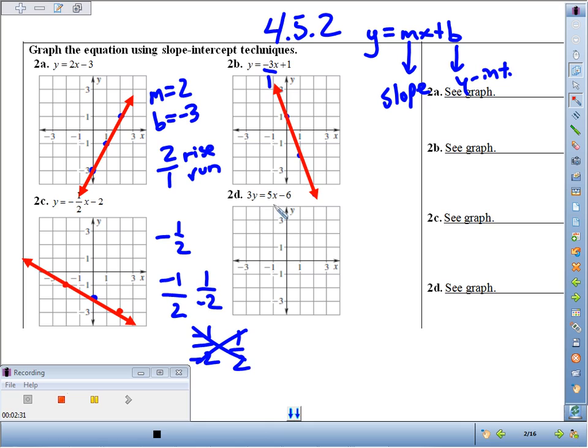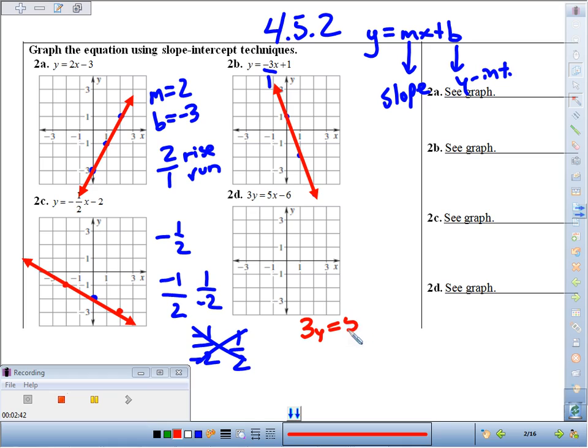And our last one, 3y equals 5x minus 6, we have to be a little careful. We can't say, hey, the y-intercept is -6 way down here, and the slope is 5, because we don't have y by itself. So our first step needs to be to solve y by itself. So to get rid of a times 3, we'll divide by 3 on both sides. And we get y equals 5/3 x, since 5 divided by 3 doesn't simplify, minus 2, because -6 divided by 3 is -2.